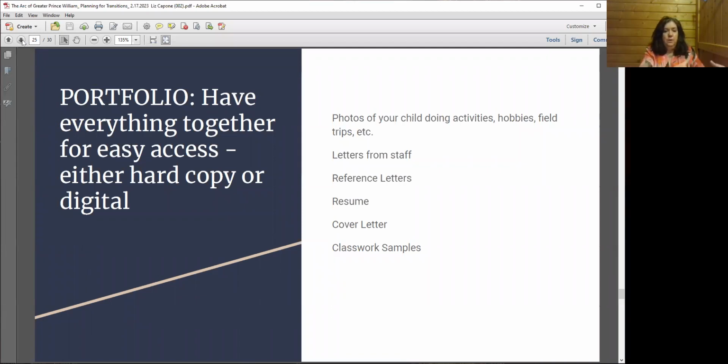What do I have? What's my evidence that, yes, I'm a good candidate for this, or I want to do this unpaid internship or this paid internship or this volunteer opportunity. What do I have that I know? So when these opportunities pop up, there is a resume and a cover letter and the reference letters and the letters from staff and classwork samples. Take pictures. If your child is out in the community doing something, or they're at career day, or they're volunteering, or they did a great job at school, or they're in the school musical, whatever it is, they helped painting the set, whatever they did.